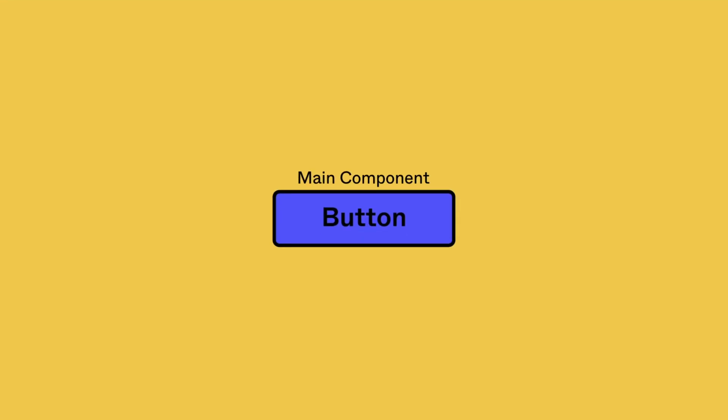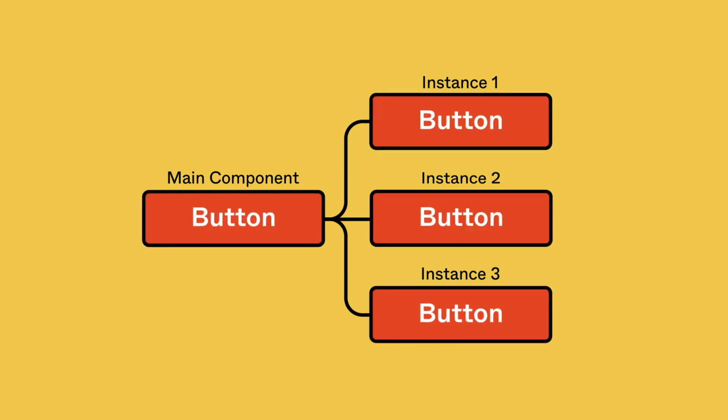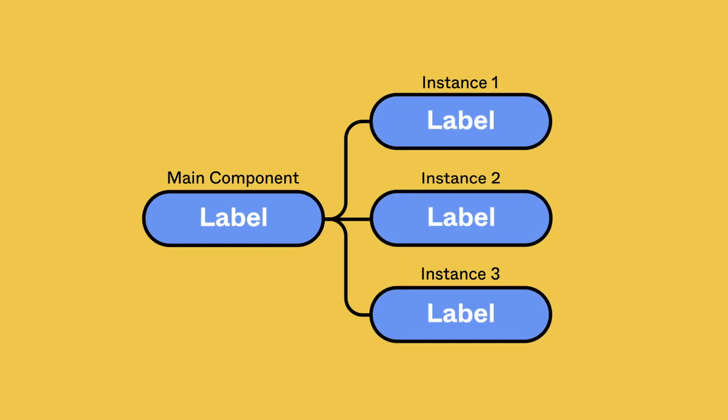Now we have copies of these components, known as instances. Instances are connected to the main component they originated from. If you make a change to the main component, Figma will also apply those changes to any instances. This saves you from having to manually update every instance when you want to change properties of your component.